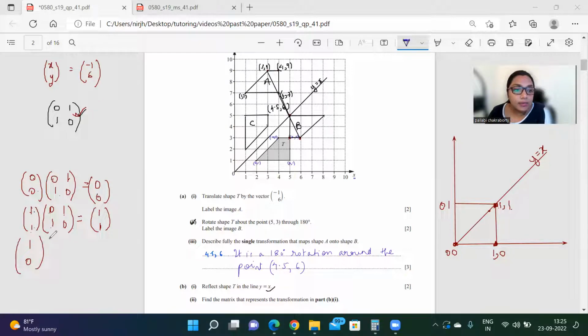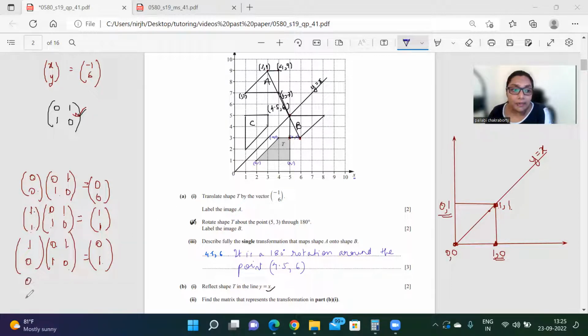So (1, 0), and you are multiplying it with the matrix, which is [0, 1; 1, 0]. So 1 into 0 is 0, plus 0 into 1, which is again 0. So 0 on top, and 1 into 1 plus 0 into 0, which is 1. So (1, 0) becomes (0, 1) after reflection.